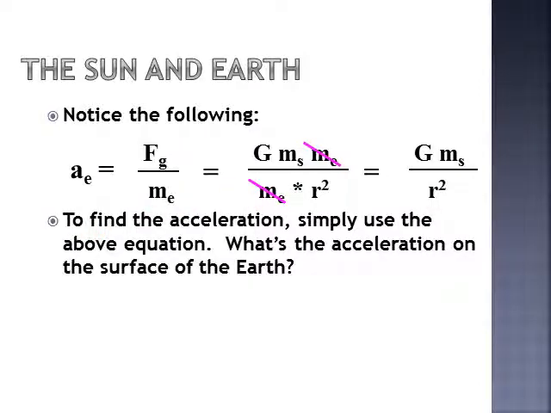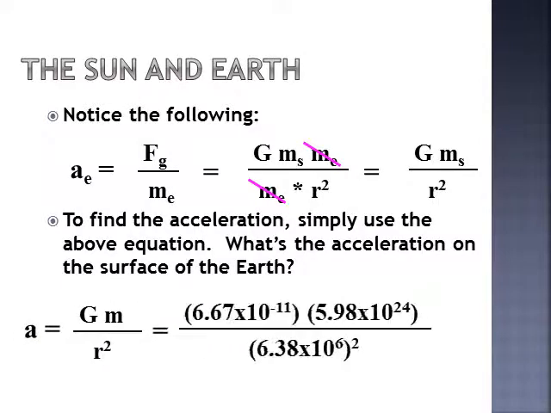So let's talk about the surface of the Earth. What would the acceleration be at the surface of the Earth? Well, instead of the mass of the sun, we'd use the mass of the Earth because that's where we're accelerating. And instead of the distance from the sun to the Earth squared, we would take the distance from the center of the Earth to the surface of the Earth. So what would the acceleration be? Well, we take the gravitational constant, 6.67 times 10 to the negative 11th, times the mass of the Earth, 5.98 times 10 to the 24th, divided by the radius of the Earth, which is 6.38 times 10 to the 6th squared, and lo and behold, we get 9.8 meters per second squared.